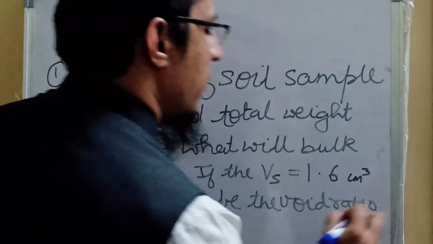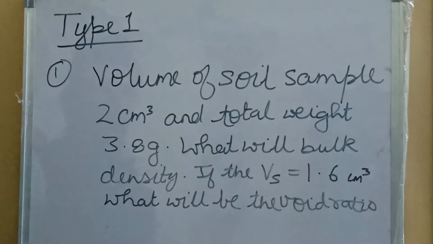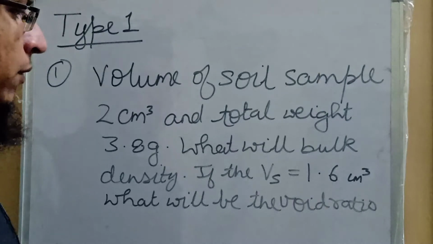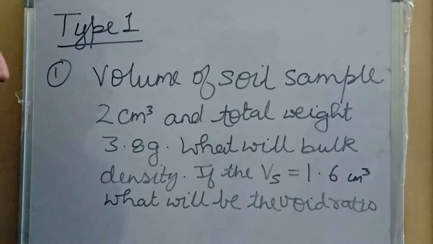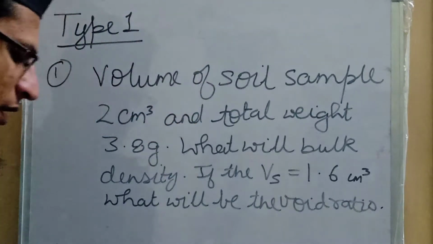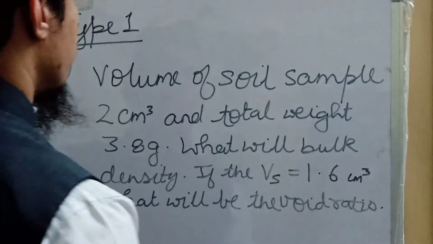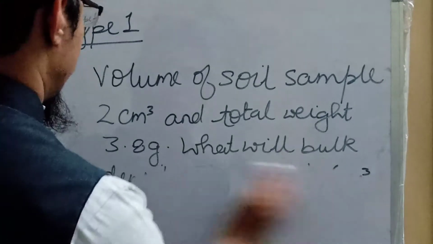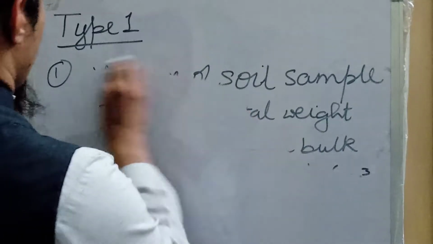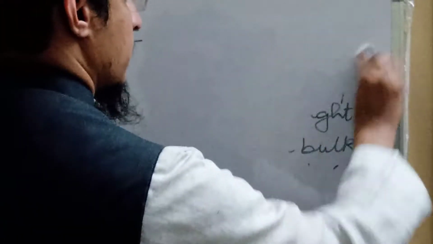So this is the numerical which is given to us. Volume of soil sample is given, total weight is given, and we are asking the bulk density. The volume of solid is given, and we are asking the void ratio. These types of simple numericals that are directly based on formula can be asked. So we can write the given data.